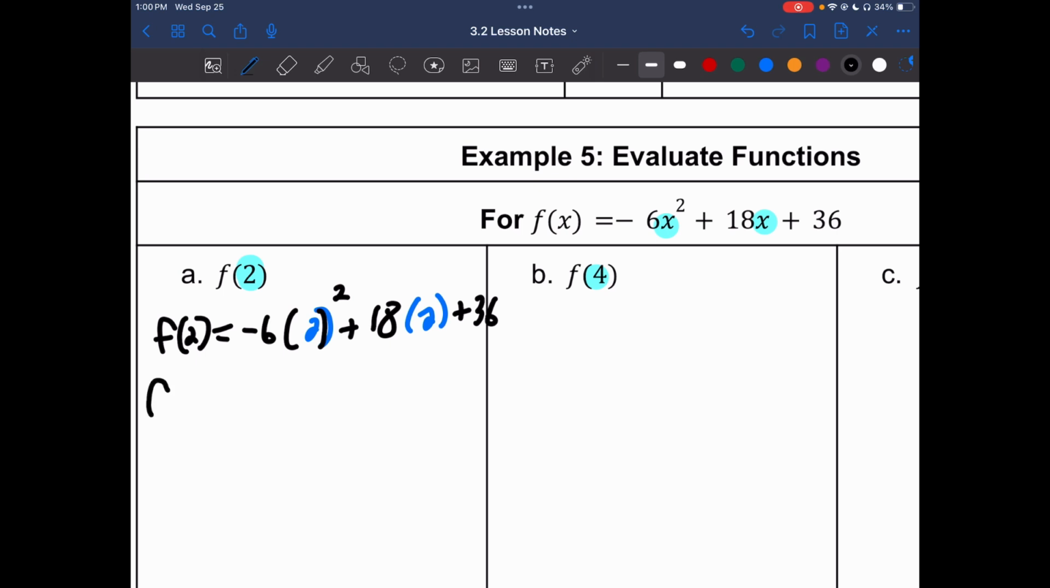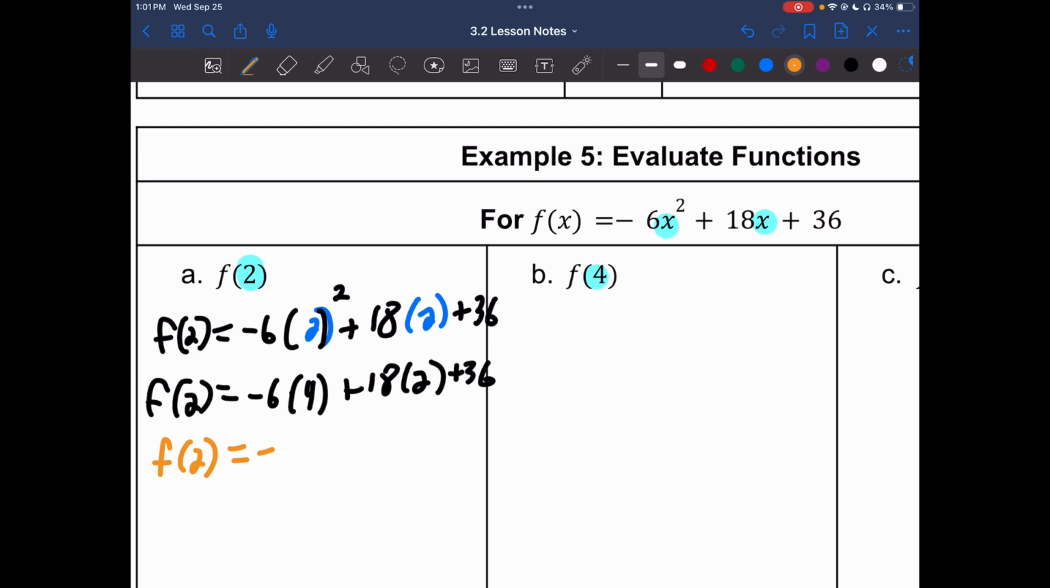So we do our multiplication first. F of 2 is equal to, we have negative 6, 2 squared is 4, plus 18 times 2 plus 36. Our next step, we do our multiplication. F of 2 is equal to, negative 6 times 4 is negative 24, 18 times 2 is 36, and we have another plus 36 at the end there. My last step is going to be to combine like terms. So f of 2 is going to be equal to 48.